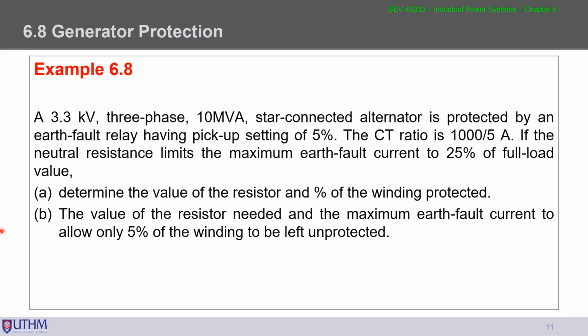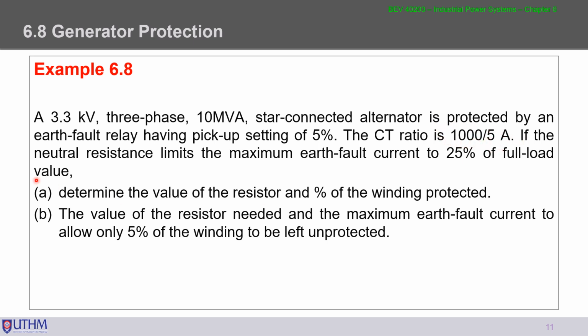Okay, here is the example for 6.8. A 3.3 kV 3-phase 10 MVA star-connected alternator is protected by an earth fault relay having a pickup setting of 5%. The CT ratio is 1000 to 5, where the primary side is 1000 and the secondary side of the CT is 5 A.